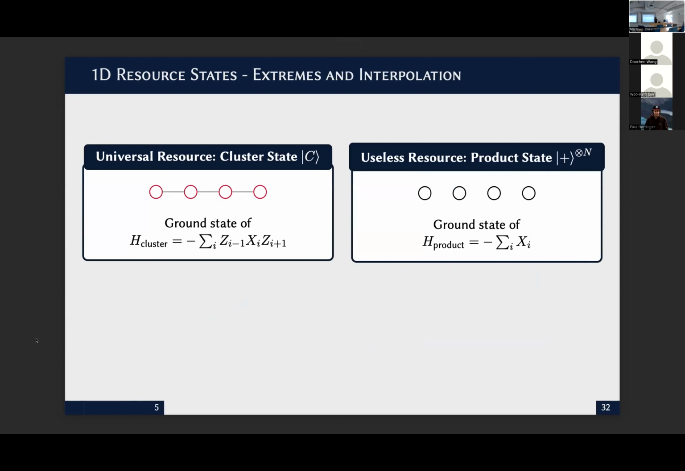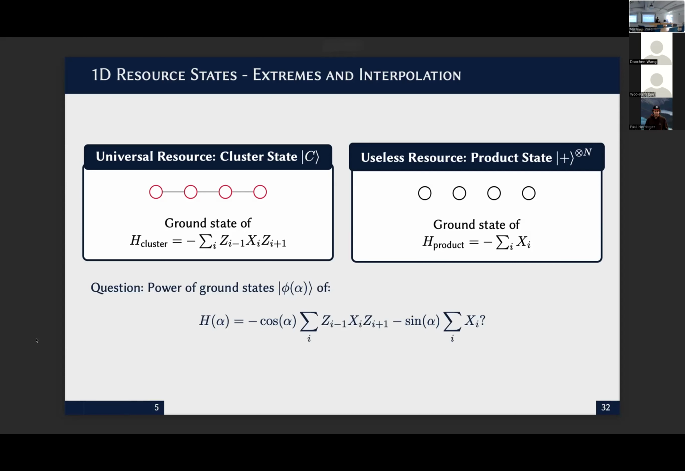And now we have the two quote-unquote extremes of one-dimensional states that one can start with. On the left, you have the cluster state. This is a universal resource, the ground state of this Hamiltonian here. It can essentially harness any rotation you want by an adaptive set of measurements and without errors. On the right, we have a completely unentangled product state, and this will completely fail if you try to do measurement-based quantum computing with it. If I try to measure different parts of this state, there's going to be no communication between different parts due to the lack of entanglement.